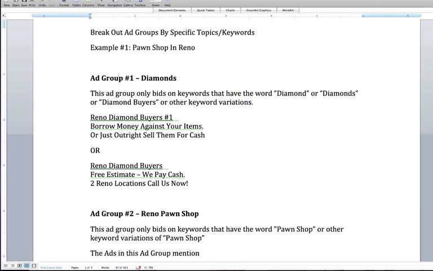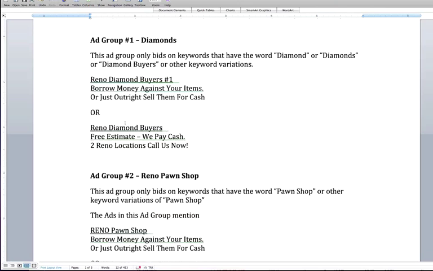But those would be the keywords in this ad group, and the ads in this ad group would say something like this. So Reno diamond buyers, number one, right? Borrow money against your items or just outright sell them for cash. Okay, that's an ad there. Or another ad could be Reno diamond buyers, free estimate, we pay cash, 2 Reno locations, call us now.